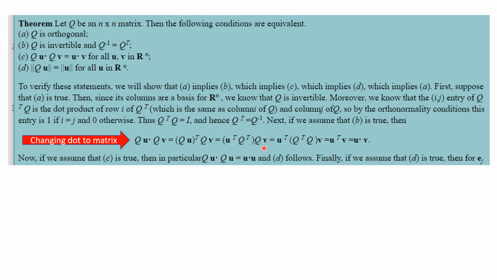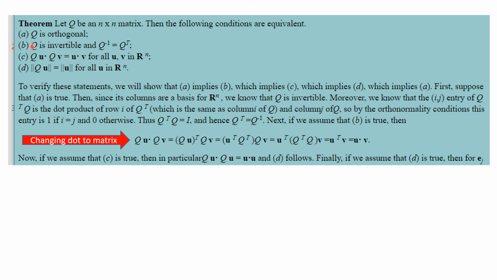Now I'm still doing matrix multiplication, but now I use the associative property. Associating these, I get the identity matrix. So then this is going to be U transpose times V, because that's the identity matrix. But U transpose V is U dot V. So you see what we're really doing is changing the dot multiplication to matrix multiplication and back again. So what we've proven is that the inner product of QU with QV is the same as U dot V. But we went through the matrix multiplication to do that.